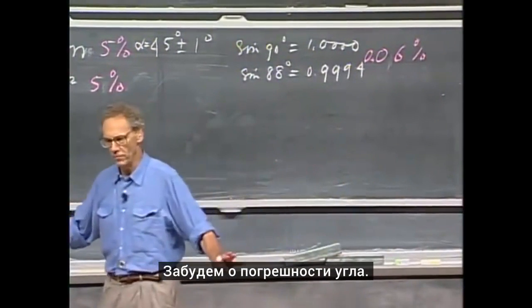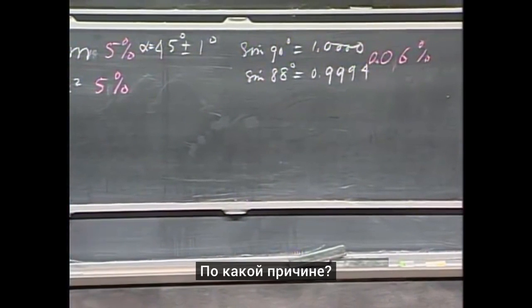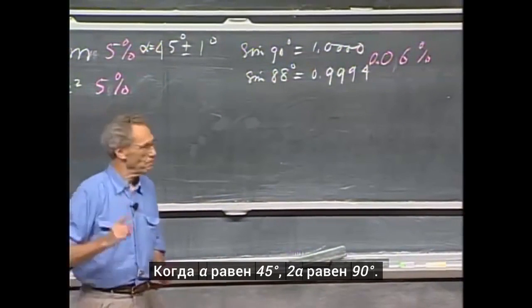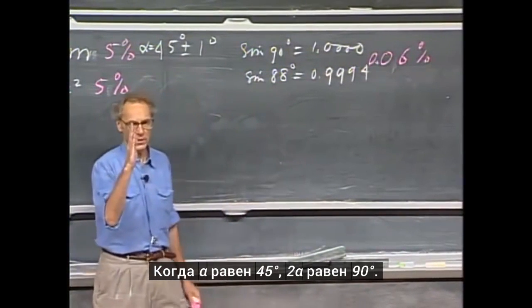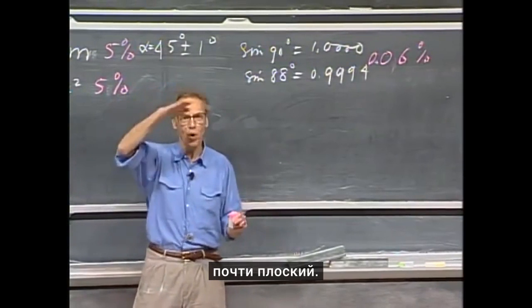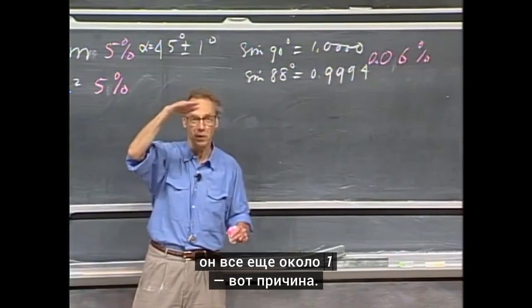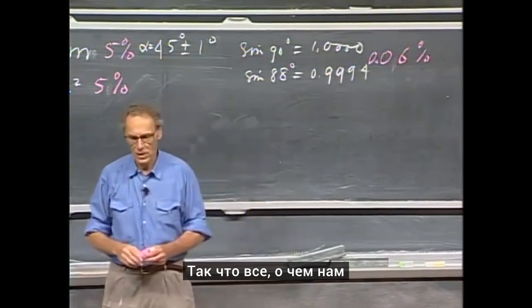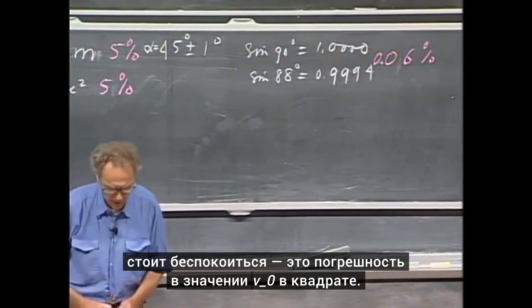Forget the error in alpha. We can completely forget it. There's a reason for that. When alpha is 45 degrees, then 2 alpha is 90 degrees. And the sine curve goes like this at 90 degrees. It's almost flat here. So even if you're off in angle by a little bit, you're still very close to 1. That's the reason. So all we have to worry about is the uncertainty in V0 squared.